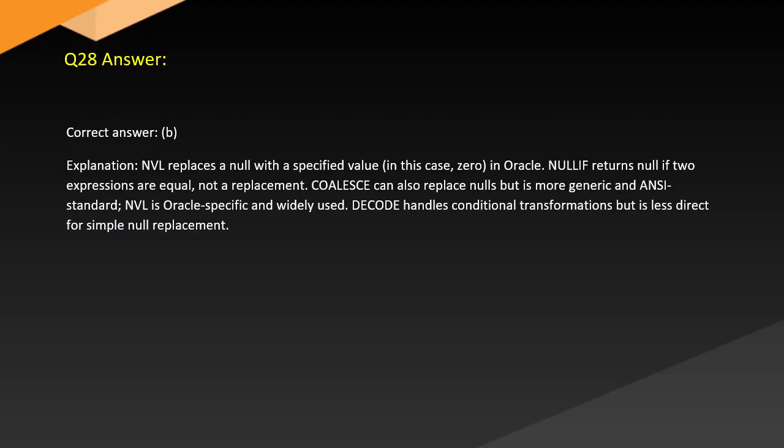Answer. Correct answer: B. Explanation. NVL replaces a null with a specified value, in this case 0 in Oracle. Nullif returns null if two expressions are equal, not a replacement. Coalesce can also replace nulls, but is more generic and ANSI standard. NVL is Oracle specific and widely used. Decode handles conditional transformations, but is less direct for simple null replacement.